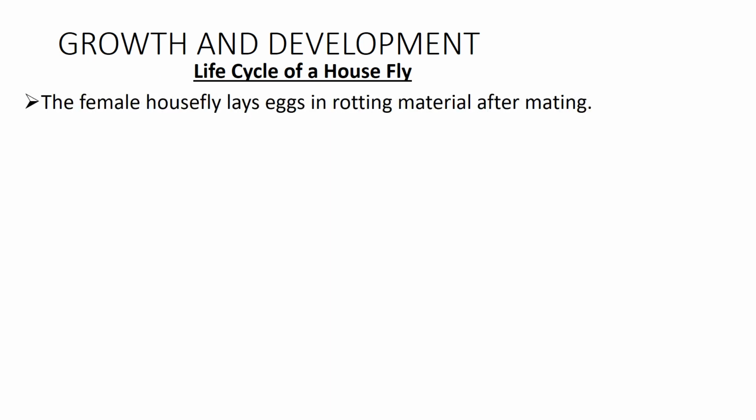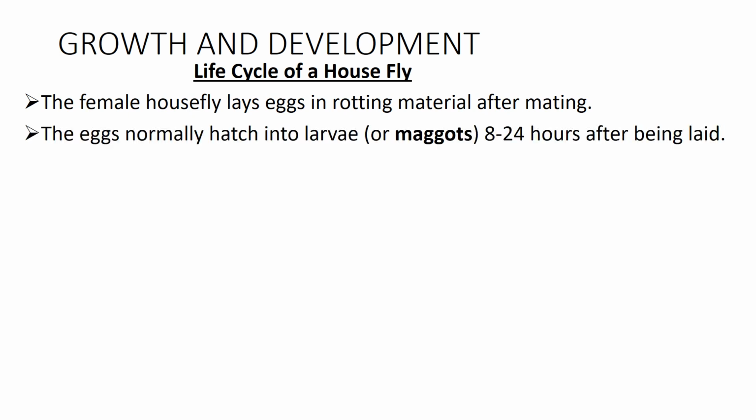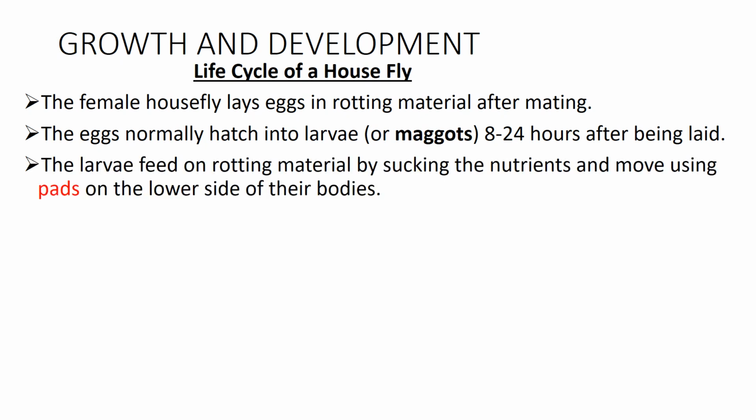So the female housefly lays eggs in rotting materials after mating. The eggs normally hatch into the larva or maggot 8 to 24 hours after being laid. The larvae then feed on rotting material by sucking the nutrients and moving using pads on the lower side of their bodies. So these larvae have pads on the lower side of their bodies. They use these pads to move.